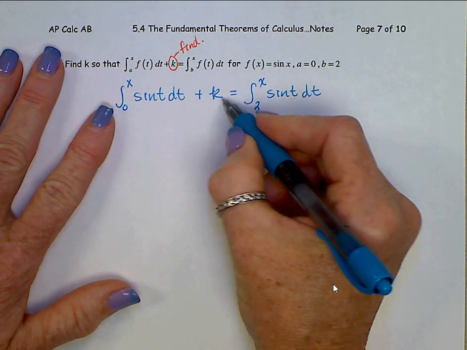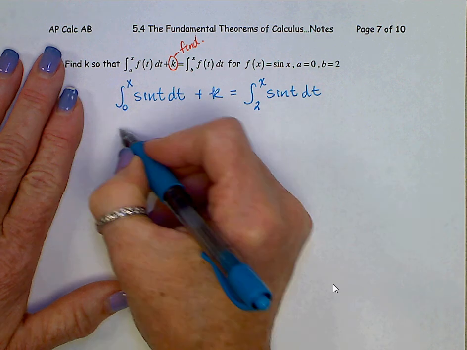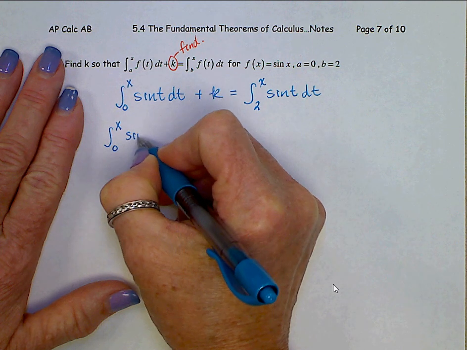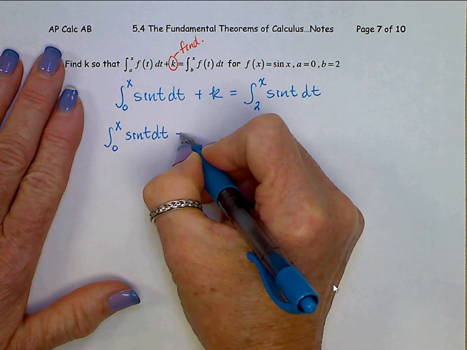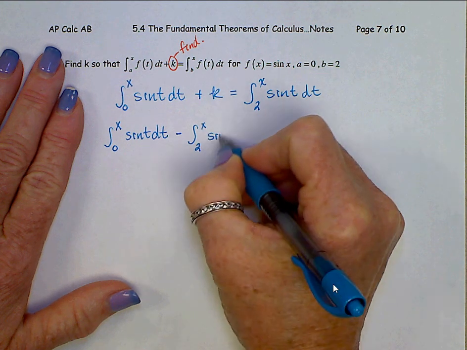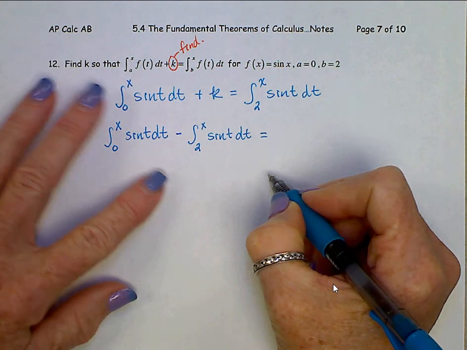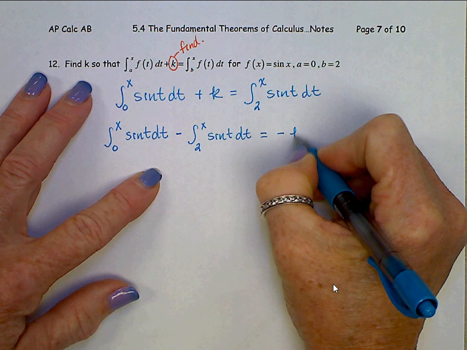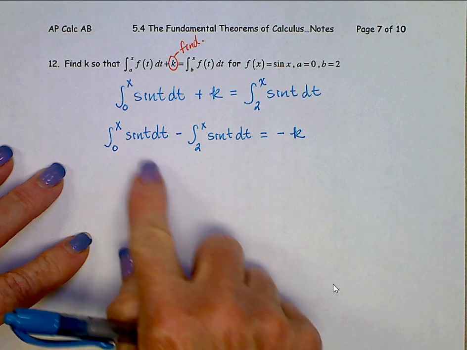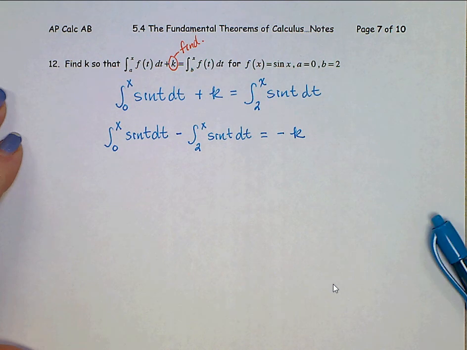Let's see, could we move that k over to the other side and subtract this so we can get all the x's on one side in the integrals? So let's look at this. The integral from 0 to x of sine t dt minus the integral from 2 to x of sine t dt equals the opposite of k. All right, now this is still kind of ugly to deal with. Let's see if we can put a visual with what that is.